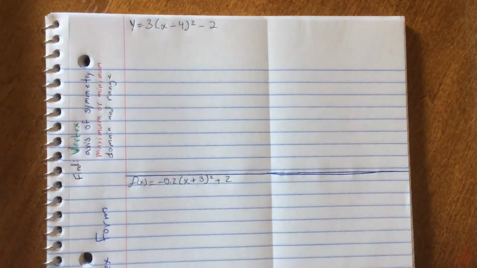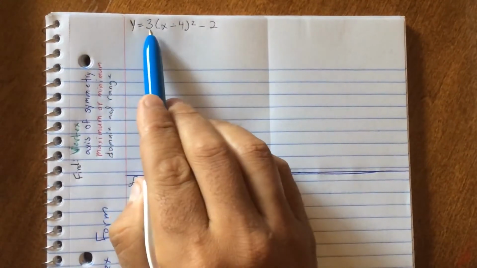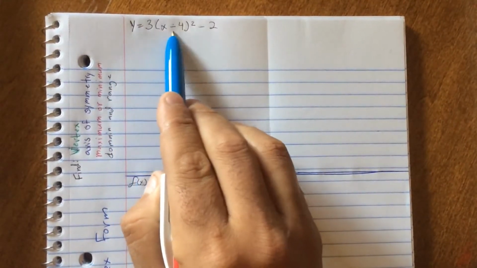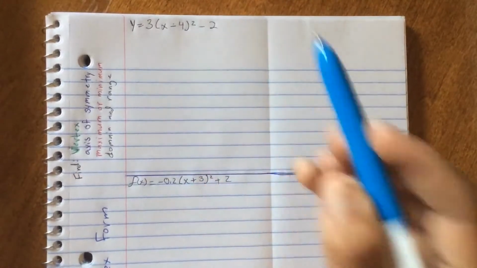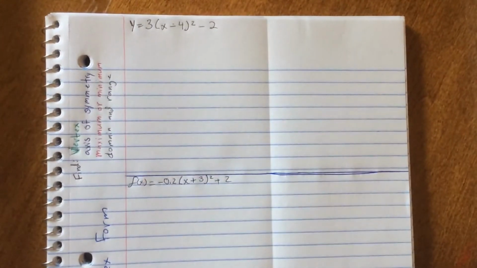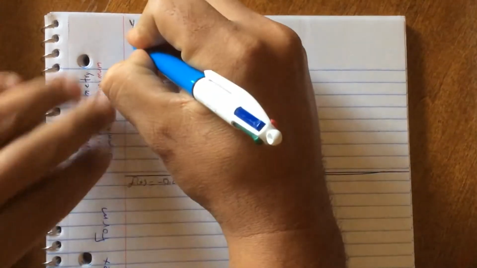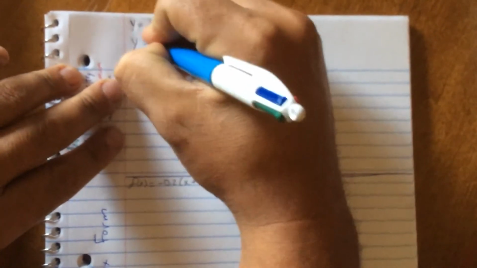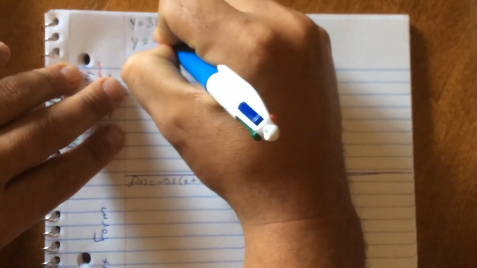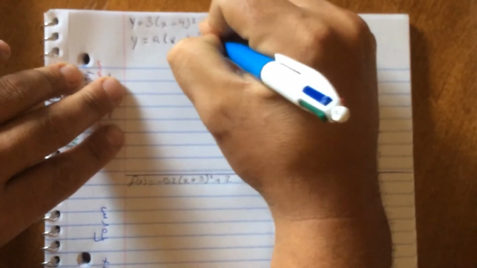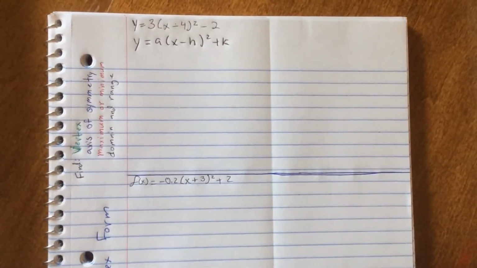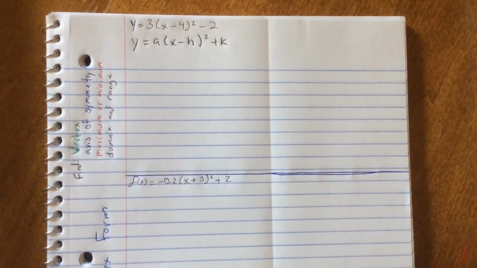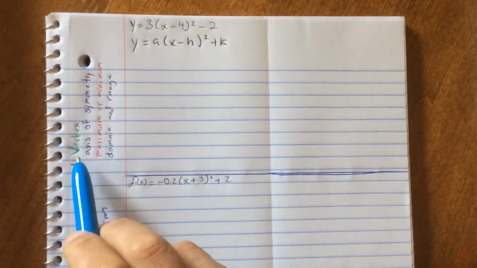For the first problem here, we have y is equal to 3 times (x minus 4) squared minus 2. We're going to use the form y is equal to a times (x minus h) squared plus k to show what we need to learn. So the first thing is find the vertex.